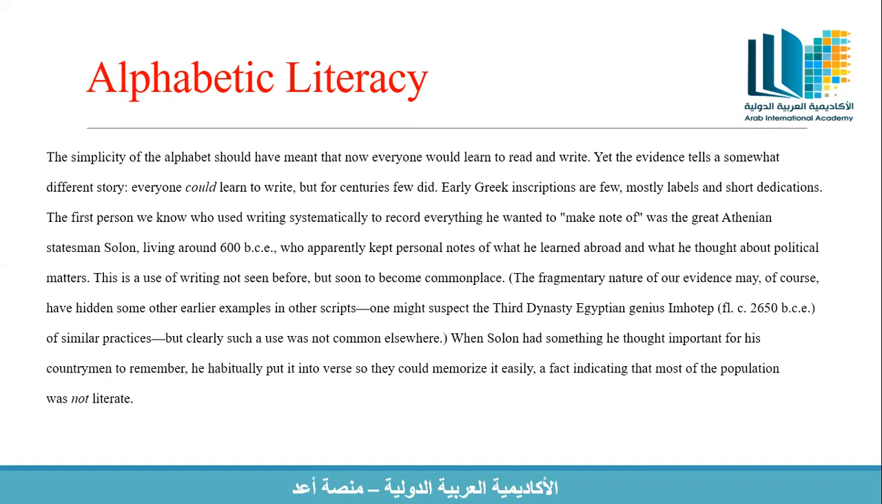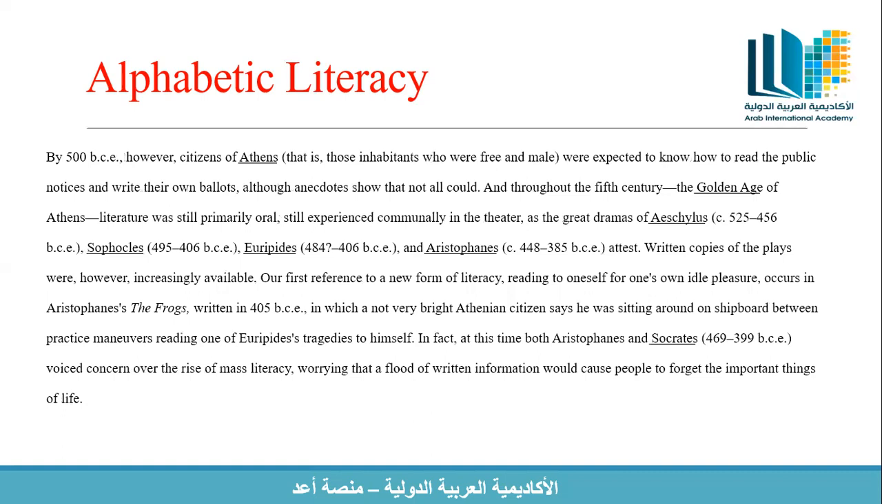elsewhere. While Solon had something he thought important for his countrymen to remember, he actually put it into verse so they could memorize it easily, a fact indicating that most of the population was not literate. By 500 BC, however, citizens of Athens, that is, those inhabitants who were free and male, were expected to know how to read the public notices and write their own ballots, although anecdotes show that not all could.